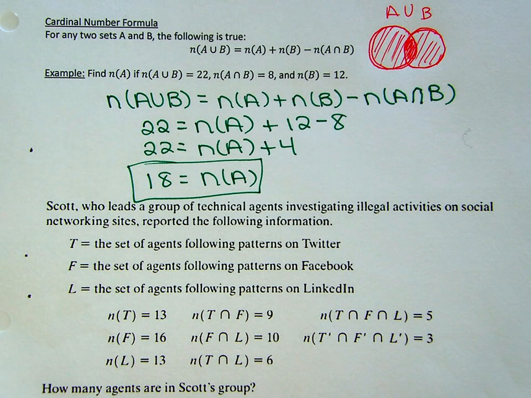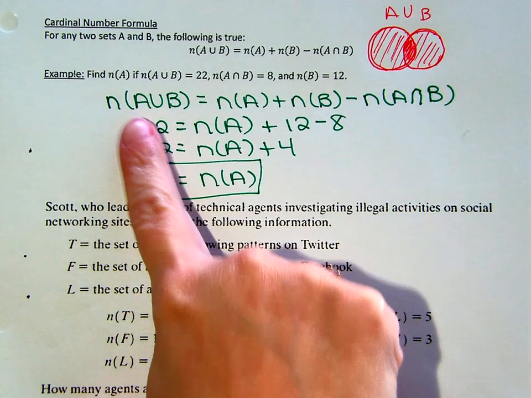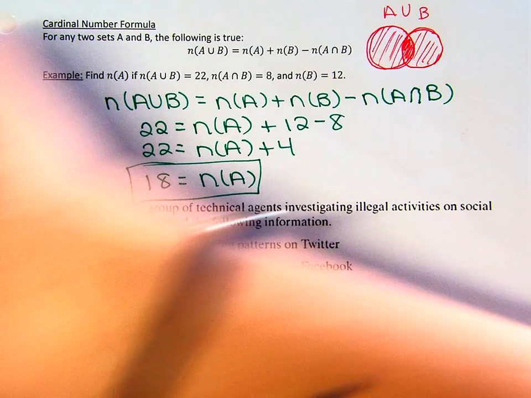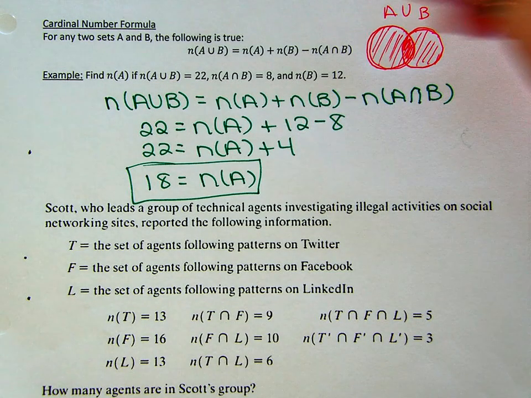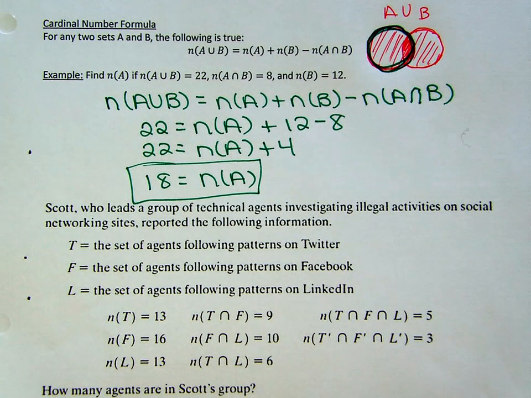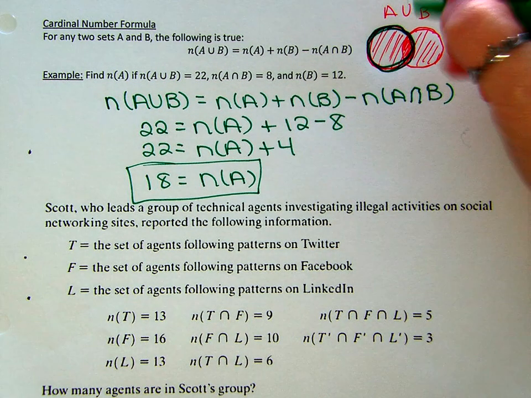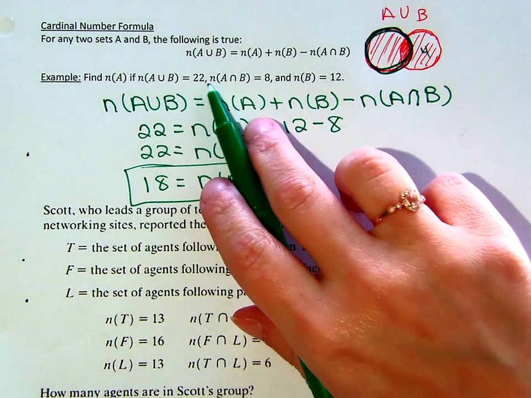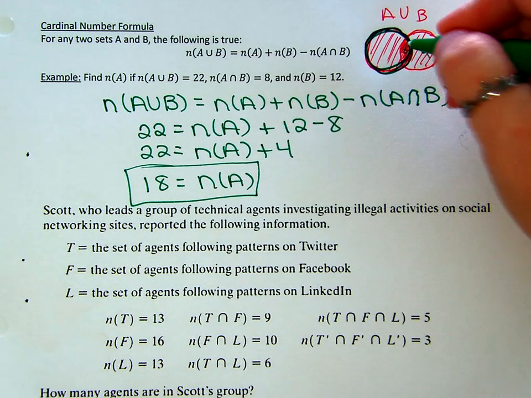Hold on, so only 4 don't live in A and B? Mm-hmm. Because the union is all of it. So if A alone, this one right here, contains 18 elements, and there's only 22 in the union, there's only 4 left over for over here. Now, it does tell me over here how many live in the intersection. 8 live in the intersection. So I could keep filling out this if I wanted to.